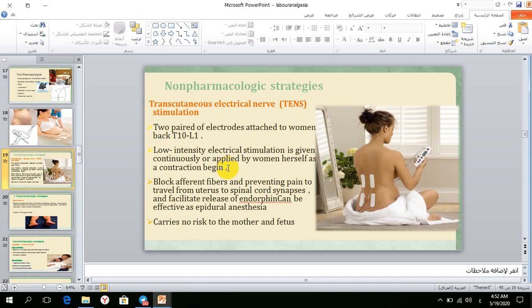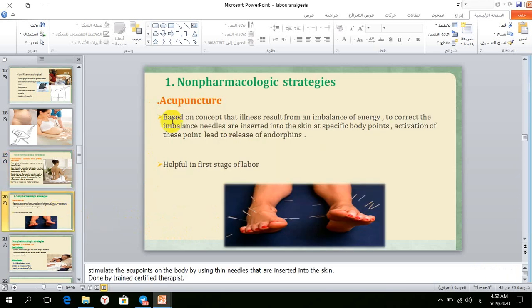It is the same device used in physiotherapy; it starts with low intensity and then gradually increases, feeling like light pinpricks. It blocks afferent fibers, preventing pain from traveling from uterus to spinal cord synapses, and facilitates release of endorphin. It can be as effective as epidural anesthesia. Carries no risk to the mother and fetus, so TENS is approximately safe.